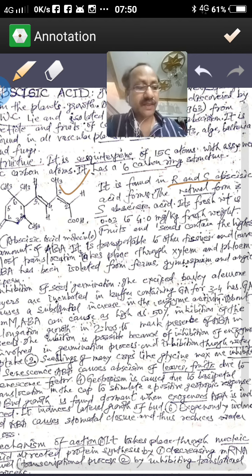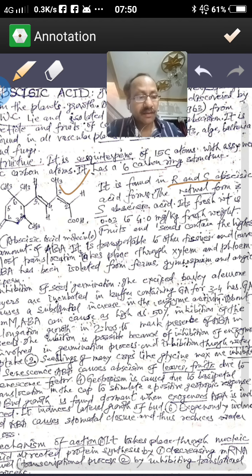Its fresh weight is 0.03 to 4.0 milligram per kg, fresh weight. Fruits and seeds contain the highest amount of abscisic acid.